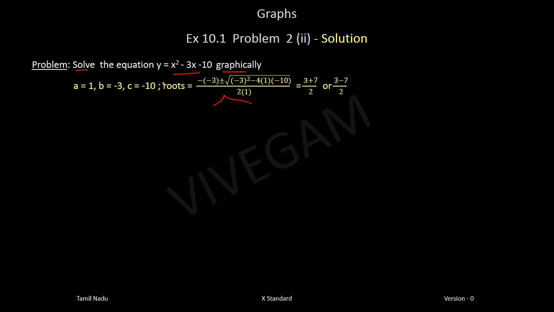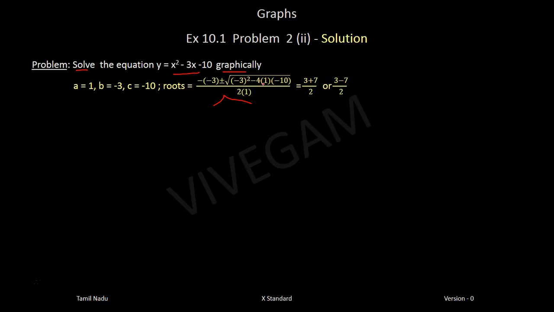Now, what is b? B is minus 3. So it is minus b. So minus of minus 3 plus or minus root of b square, that is minus 3 square, minus 4 into a, which is 1, into c, which is minus 10, divided by 2 into a, that is 2 into 1. Simplifying, what will we get? We'll get 3 here, and this is 9. 4 into 1 is 4, 4 into minus 10 is minus 40, so minus into minus becomes plus. So this becomes 9 plus 40, which is 49.